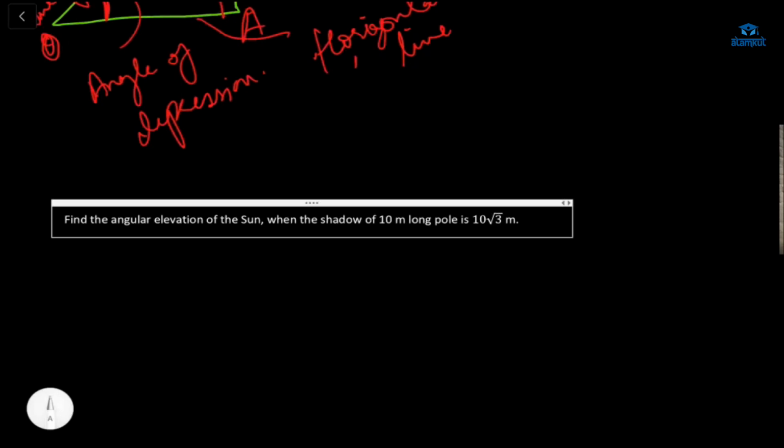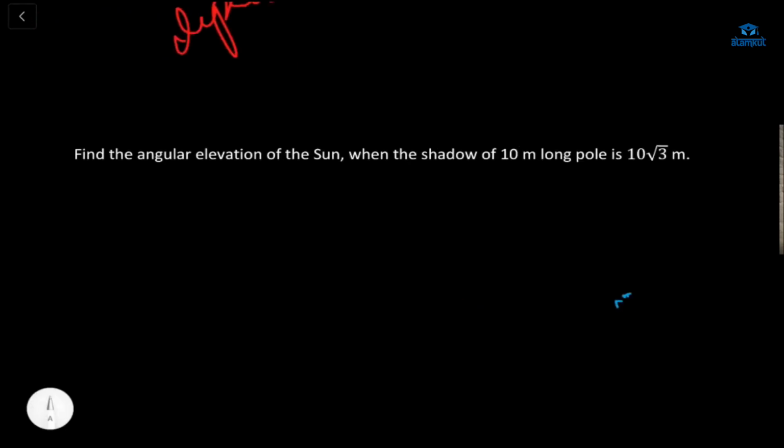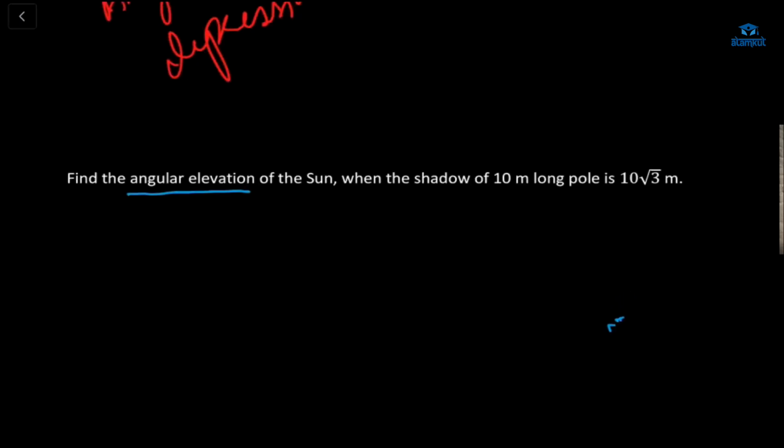Now what is given here? The question is too long. What's written here? Find the angular elevation of the sun. You have to find the angular elevation of the sun, that means you have to find the angle of elevation, when the shadow of a 10-meter long pole is 10 root 3 meters. There is a pole whose height is 10 meters, and this 10 root 3 is the shadow of the pole.